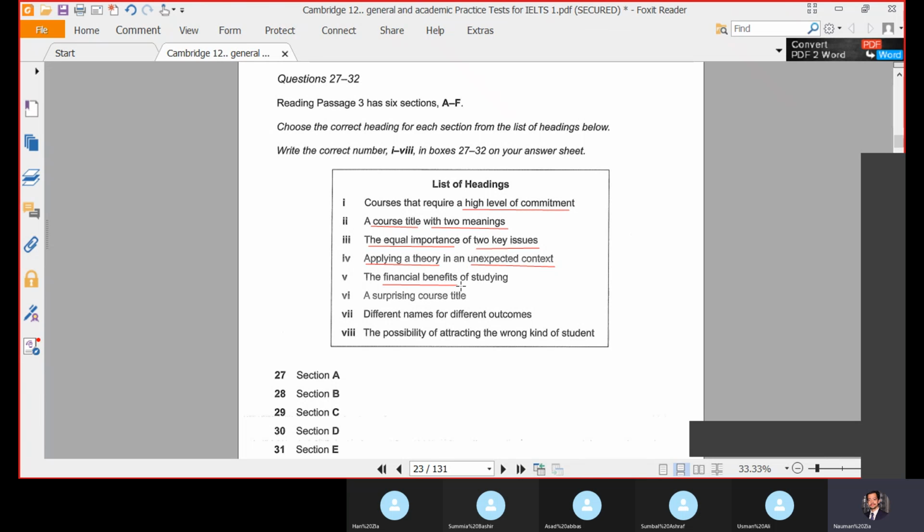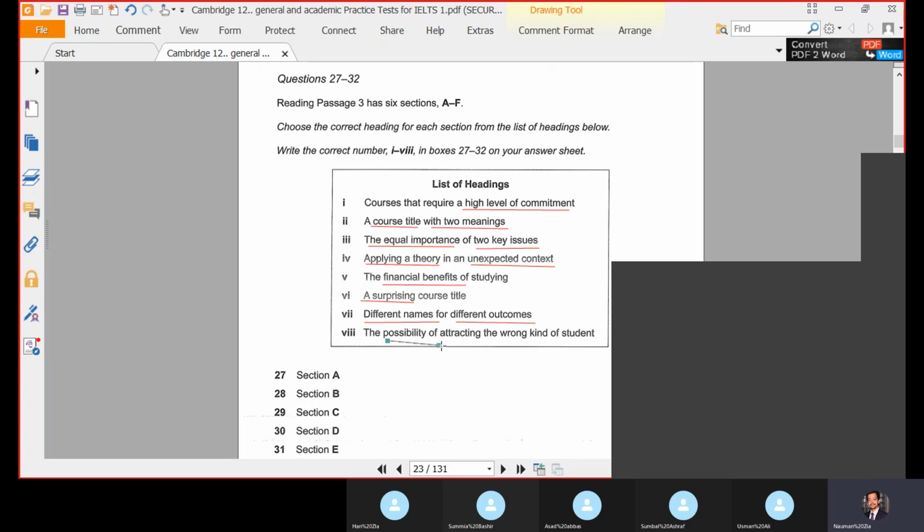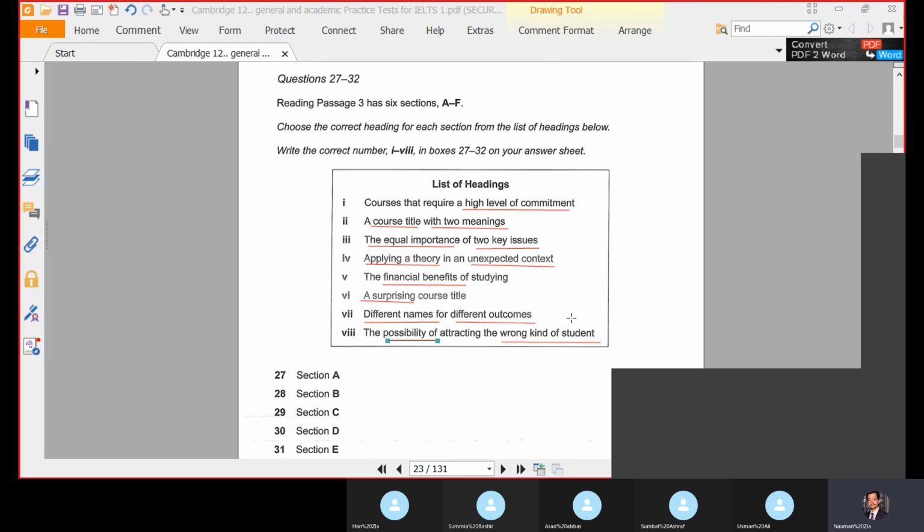Financial benefits. Surprising course, a surprising course title. Next, different names, different outcomes, possibility of attracting wrong kind of students. Okay? We have just underlined the keywords. Done? Okay, now let's move on to the passage number 1.